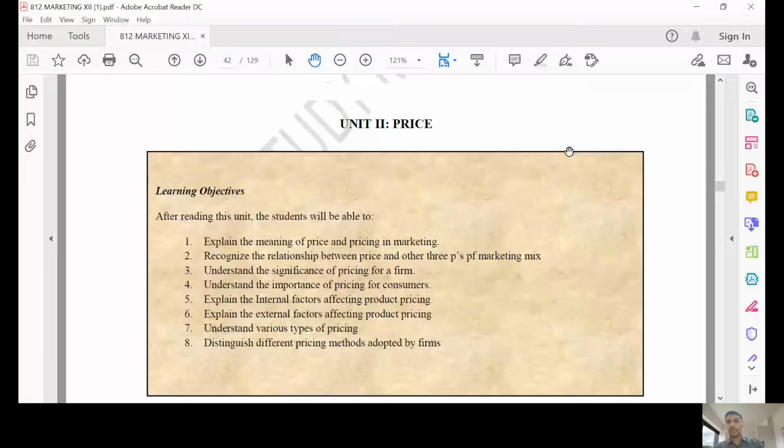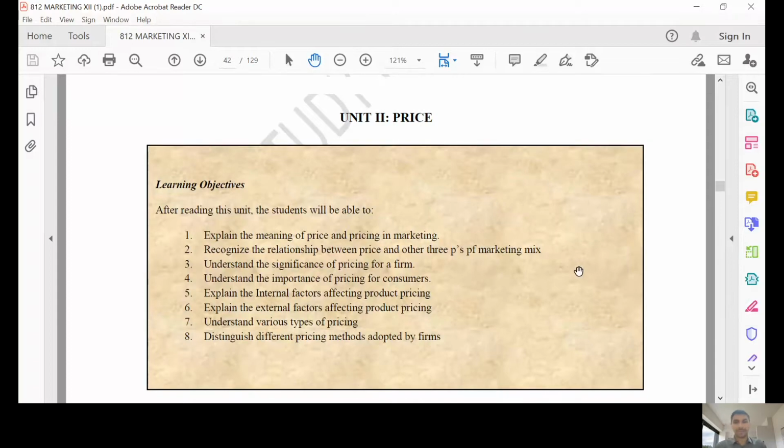Today let us discuss the second chapter, pricing. Price. So we have discussed product, the chapter 1. Now let us discuss chapter 2.